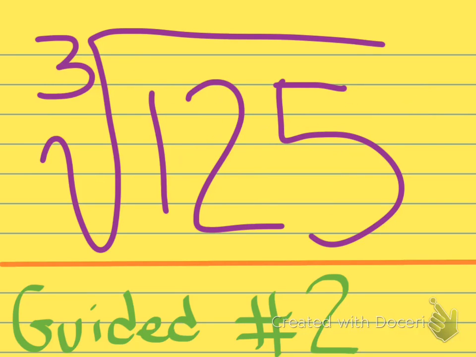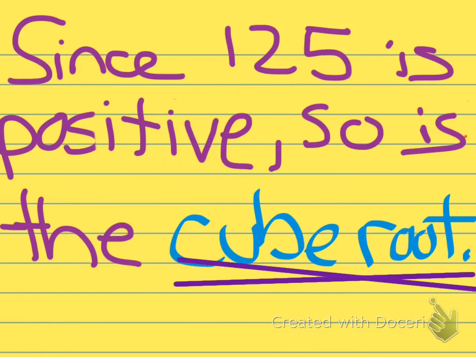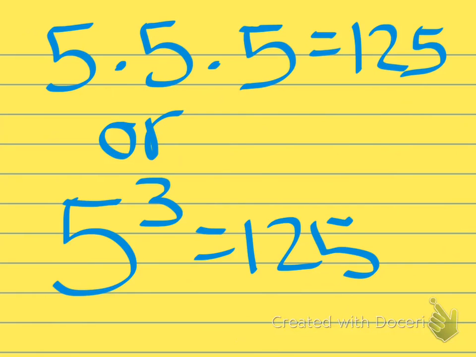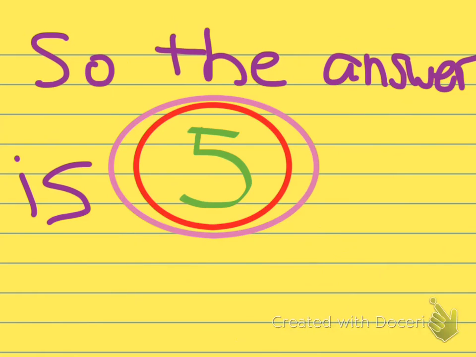Guided example number 2. The cube root of 125. Since 125 is positive, so is the cube root. To solve, you would do 5 times 5 times 5, or 5 to the third power. They both equal 125. So the answer will end up being 5.